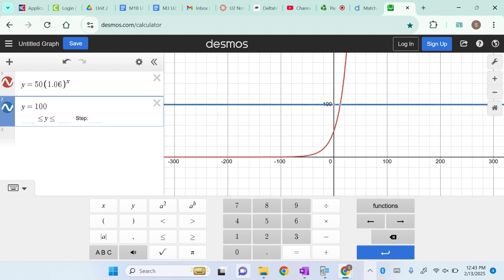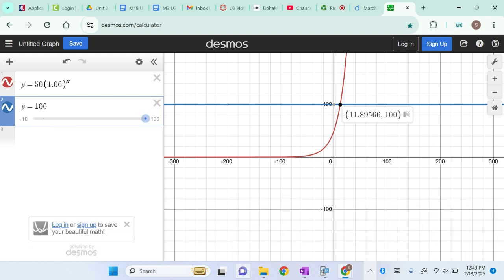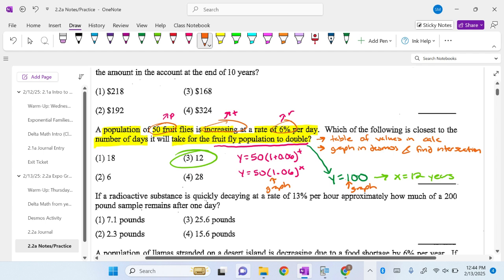Now, I'm looking for the point that the two graphs cross each other, which is right here. And I'm looking specifically at the x value of that point because, again, we're solving for x. If I rounded that value, what would I get? 12. So the exact same answer that we got. So that's two different ways that you could do the same problem. Either way you do it, you would still get an answer of 12.